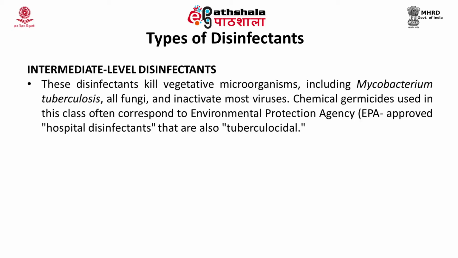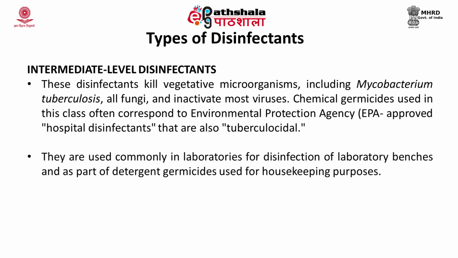The second level of the disinfectant is the intermediate disinfectants. These disinfectants kill the vegetative microorganisms including Mycobacterium tuberculosis, all fungi, and also inactivate most of the viruses. These chemical germicides often correspond to the tuberculocidal class as per the Environmental Protection Agency classification. They are used commonly in the laboratories for disinfection of the laboratory benches and also as part of the detergent germicides used for housekeeping purposes.